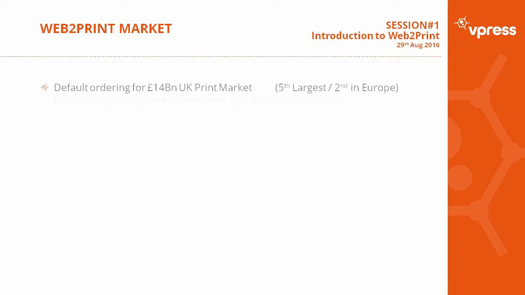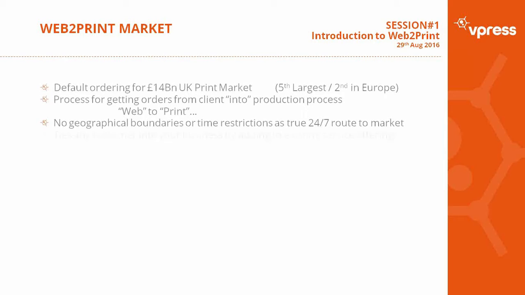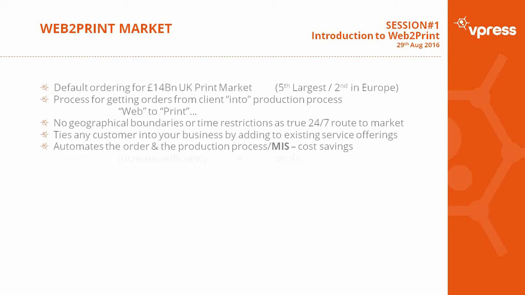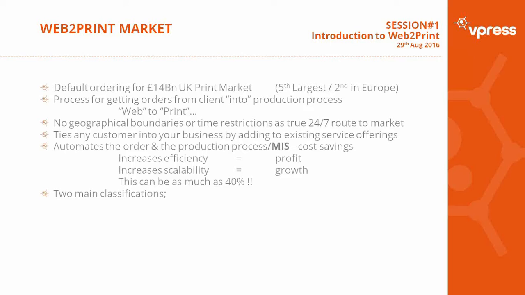So the Web2Print market, well, the default ordering technology for the UK market is indeed Web2Print. The UK has a £14 billion market, fifth largest in the world, second largest in Europe. And it's interesting because according to the BPIF, these figures are actually growing. It is on the increase, and it is a positive time to be in print, not a negative time.